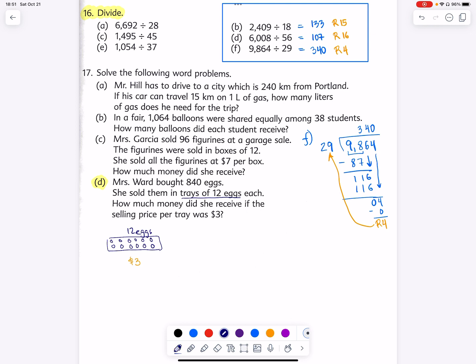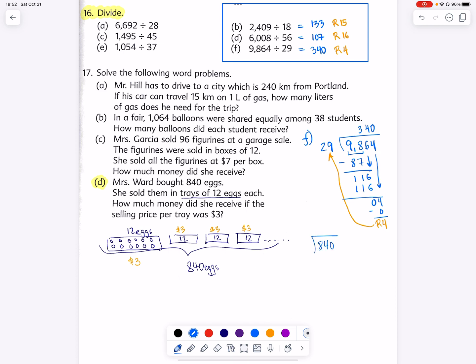My friends, first of all together, she bought 840 eggs. Let's make a movie in our head. What did she do, Mrs. Ward, with all these eggs? She packed them into these dozen crates. We don't know how many she created. We just know that a dozen is 12, right? 12 eggs in each, and so on. How many crates? And of course, each of them she sold for $3. How much money did she receive? Well, how many trays did she sell? Let's find out.